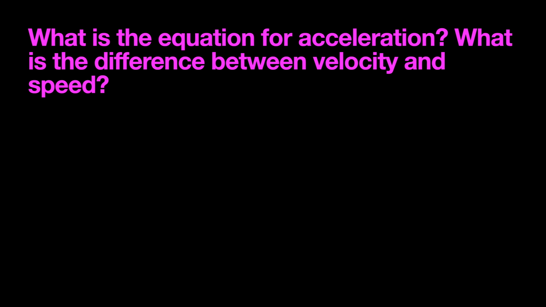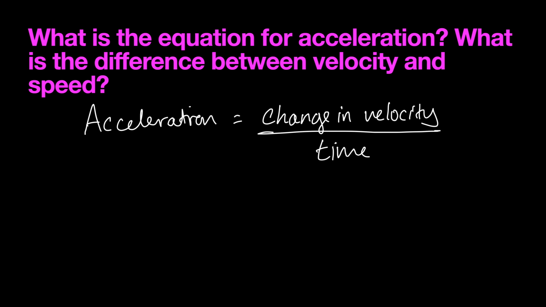So first think to yourself, what's the equation for acceleration, and what's the difference between velocity and speed? Pause the video and think. So acceleration can be defined as change in velocity divided by time. And velocity is considered a vector quantity, whereas speed is considered a scalar quantity. So velocity is simply speed, but with direction.